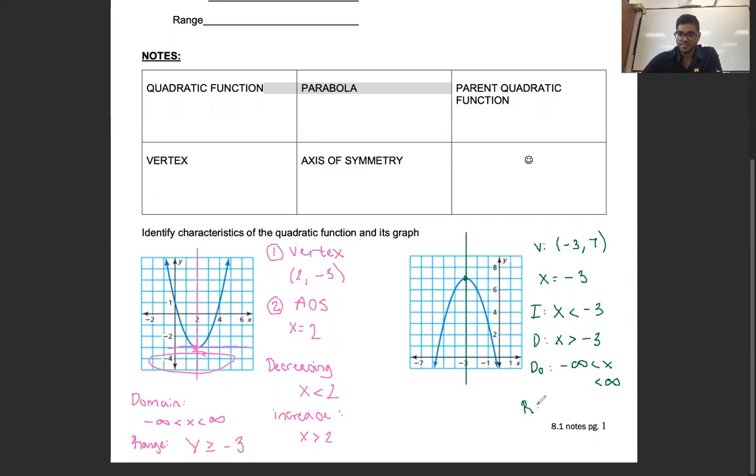And then my range, think about that. Am I ever going to have y values up here? No, I'm not, because the graph stops here at +7, because everything below +7 will work. So my range is y has to be less than or equal to +7. Okay.